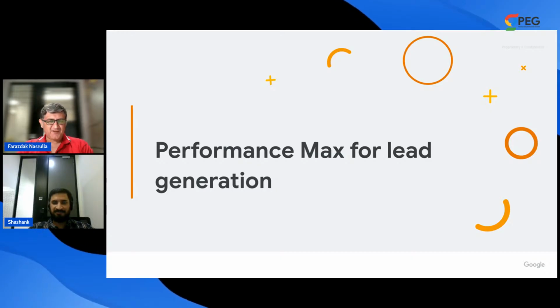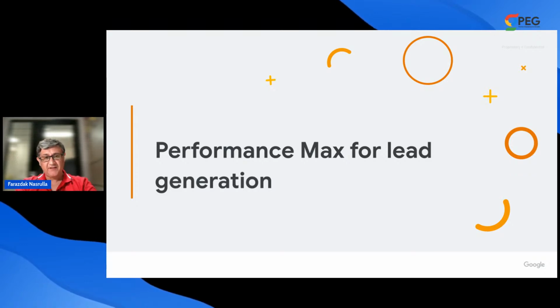Thanks a lot, Shashank, for the great overview about Performance Max and what can and can't be done, and how we can leverage the various channels and take advantage of the Google ad inventory. But doing all of that, what is the biggest question that every advertiser has today? The question is, how do we generate more leads?